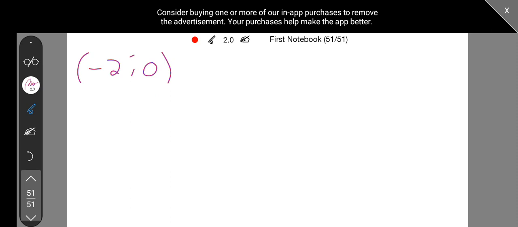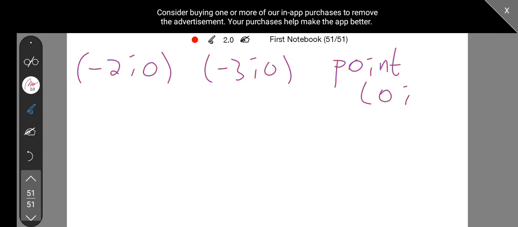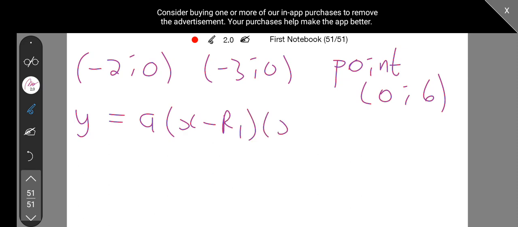Okay, and we have the x-intercepts (-2, 0) and (-3, 0), and we're given a point. Let's say this point is given as (0, 6). So how are we going to do this? The formula which we use is y is equal to a multiplied by (x minus r1) multiplied by (x minus r2). Here r1 and r2 stand for the two x-intercepts.